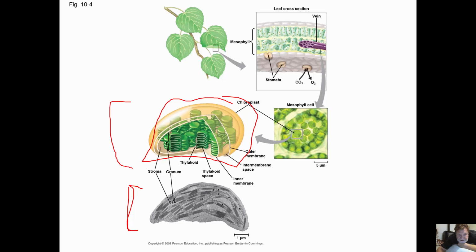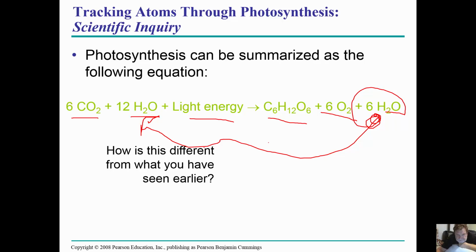So again, you need to know what all of these parts are. You need to know what a chloroplast looks like. The stroma is that material inside here. The granum are these membranes, and the thylakoid is an individual membrane, and the thylakoid space is on the inside. So it's very important that we know what these are.